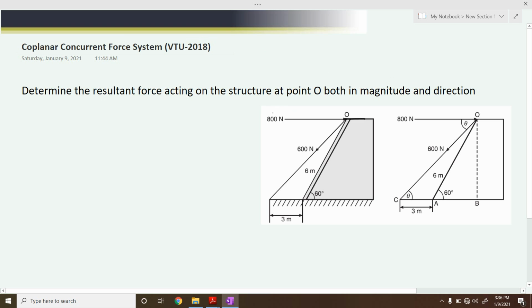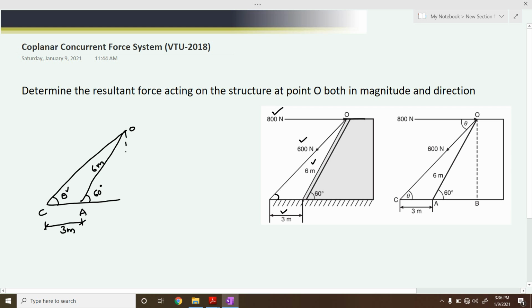So if you see, this force is horizontal, so we need not calculate any angle. Then next is the 600 Newton force. At what angle it is inclined has to be calculated. To calculate that, we have this horizontal distance as 3 meters and this inclined distance as 6 meters. So let me draw it somewhere here. This is point O, this is C, this is A. Now this angle theta has to be calculated. This distance is 3 meters, this inclined distance is 6 meters, and it is inclined at an angle of 60 degrees. So we have to calculate what this angle theta is.